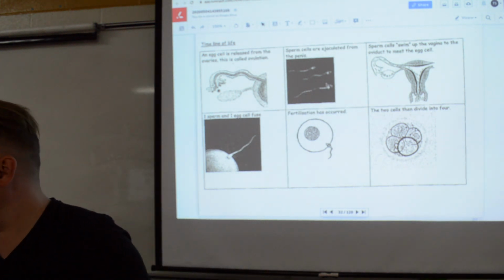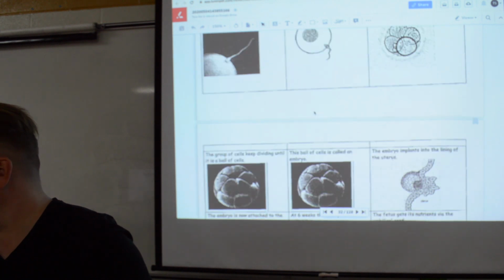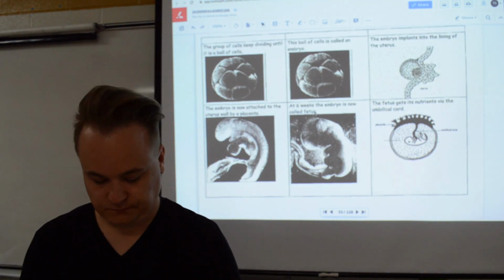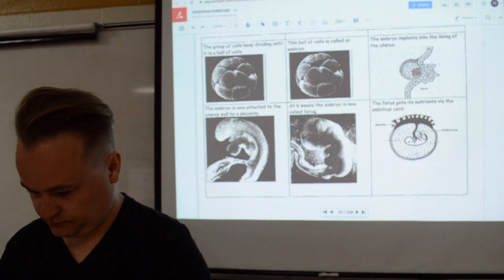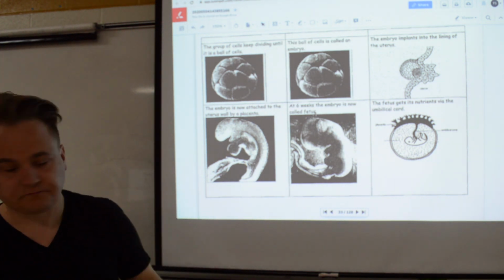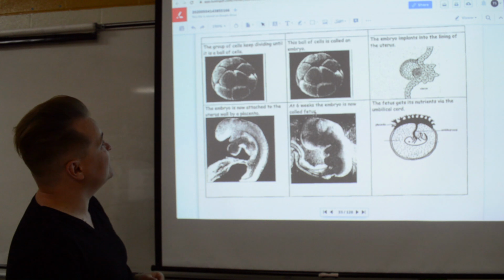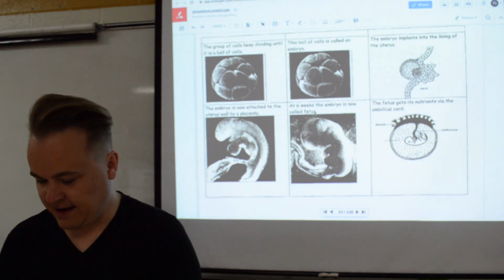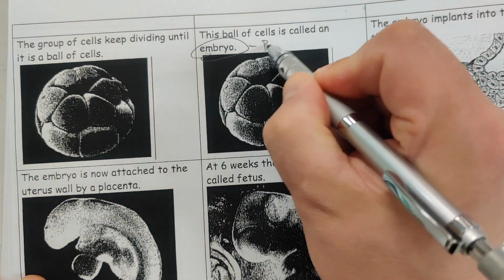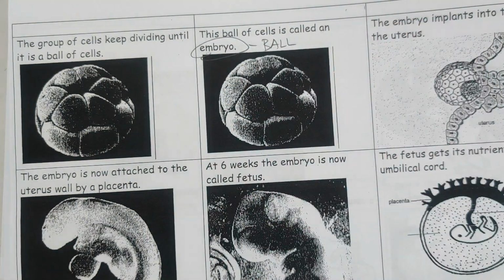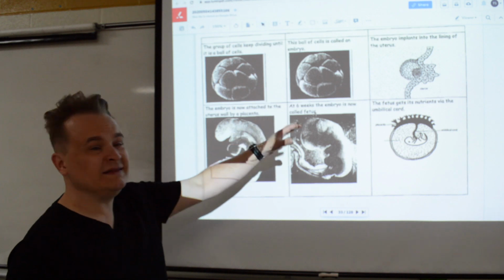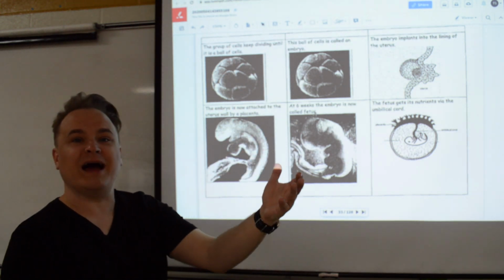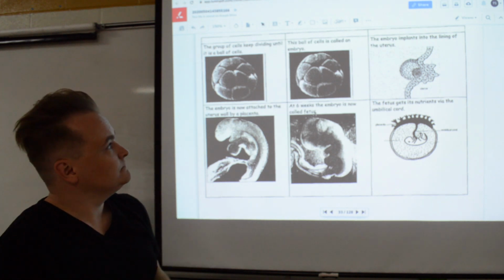So let's move down, and you can actually see right there. The group of cells keep dividing until they form a ball, and a ball of cells is called an embryo. There's your first important term that you need to know. Once that sperm and egg have divided enough times to make a ball, we now call that an embryo.